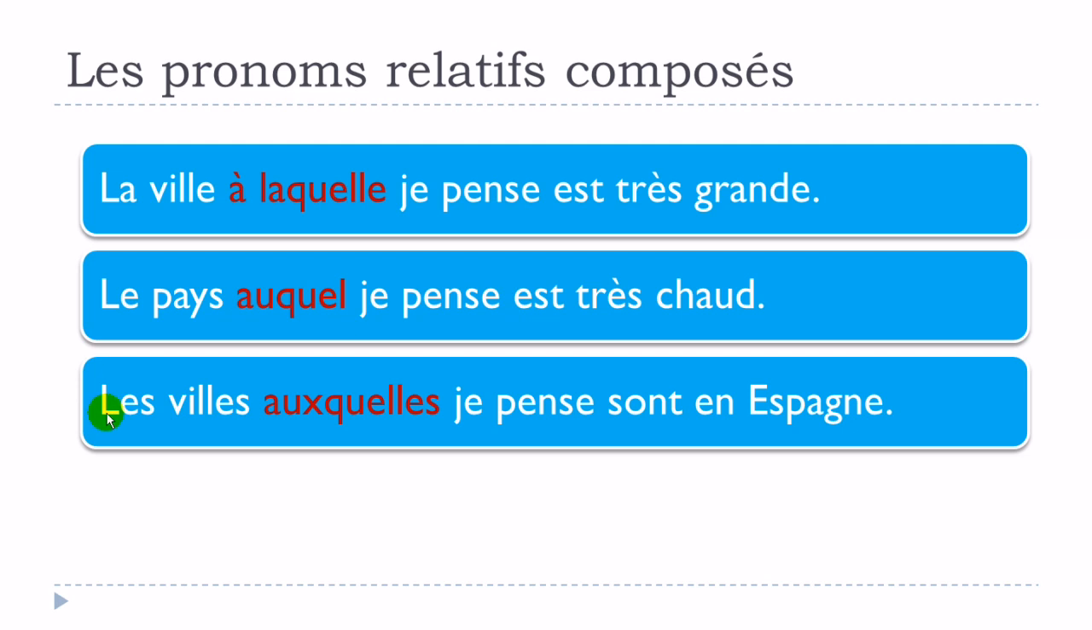Then feminine again, and then the plural form, les villes auxquelles je pense. Keep in mind that here, if you look carefully, this verb, it's être, is directly connected with the subject. So it's les villes, the subject. As you've got the plural form, your verb should be put in the plural: sont en Espagne. Les villes auxquelles je pense sont en Espagne.